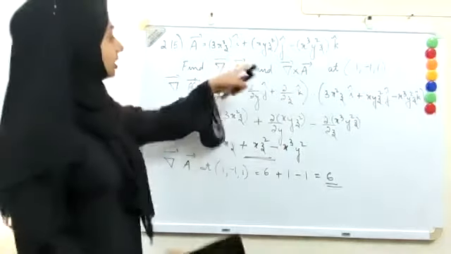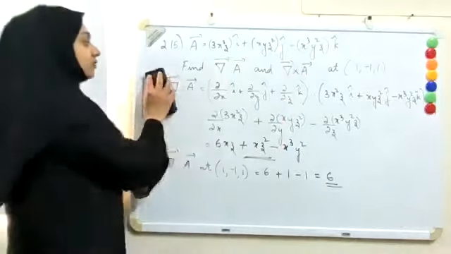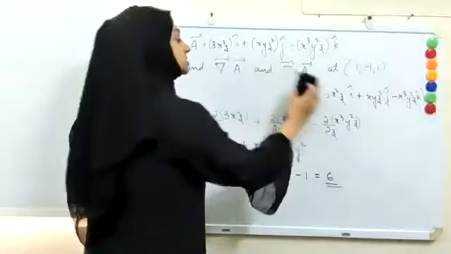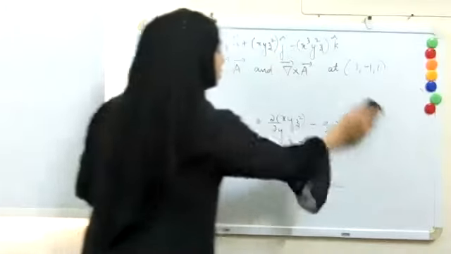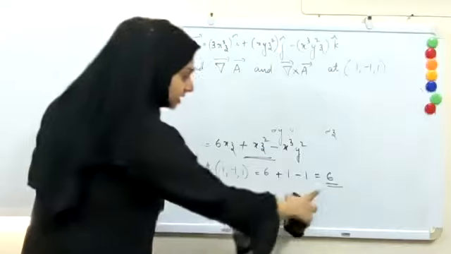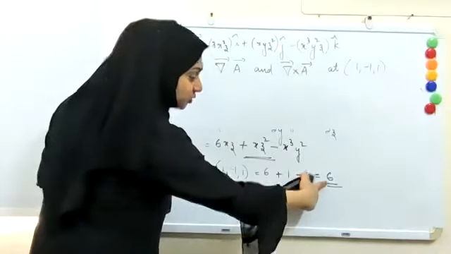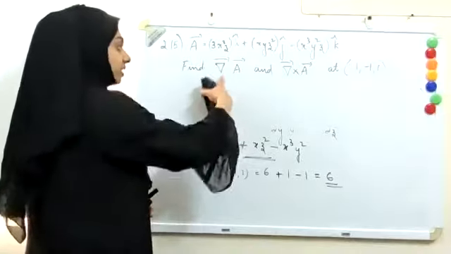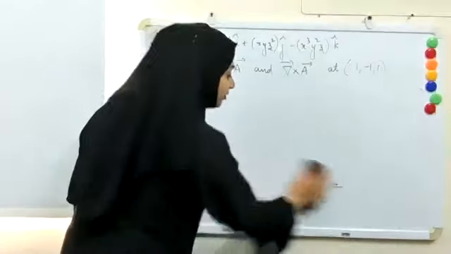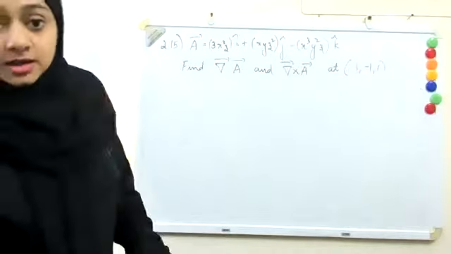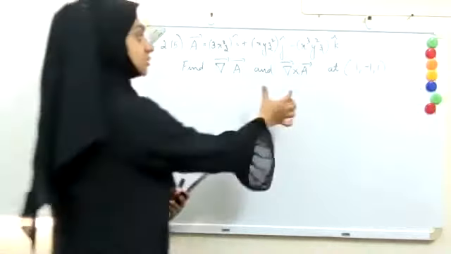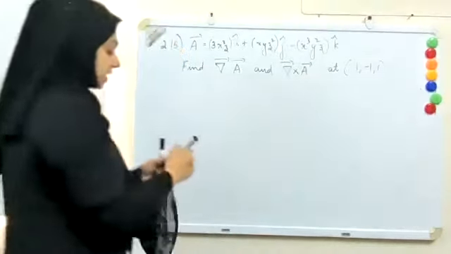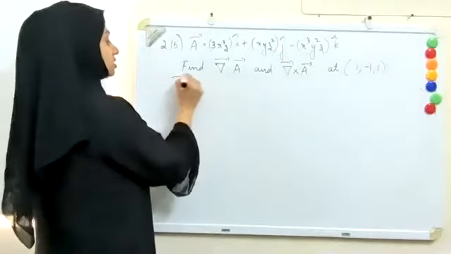Now let's do the curl also. They have asked to find both divergence and curl. For divergence, you got a number, which means it's a scalar quantity. So when you find del dot A, you will find it is a scalar quantity. Now, let us find what is del cross A.